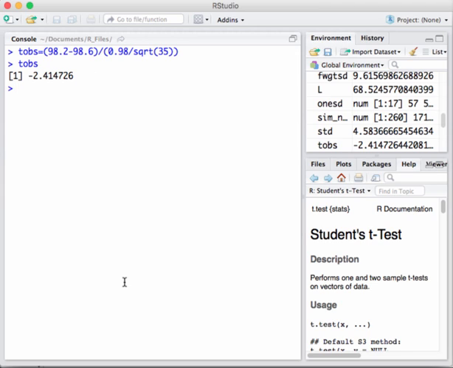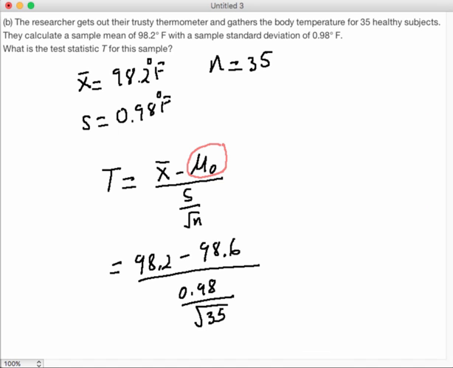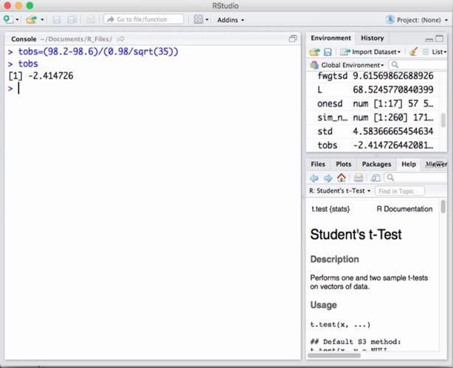So let's go back over to our whiteboard here and write that down. So we came up with our t observed was negative 2. I've got the memory of a flea here. What was it again? It was 2.414726.